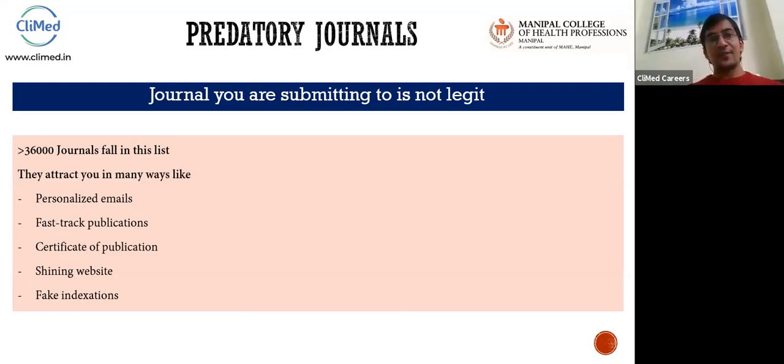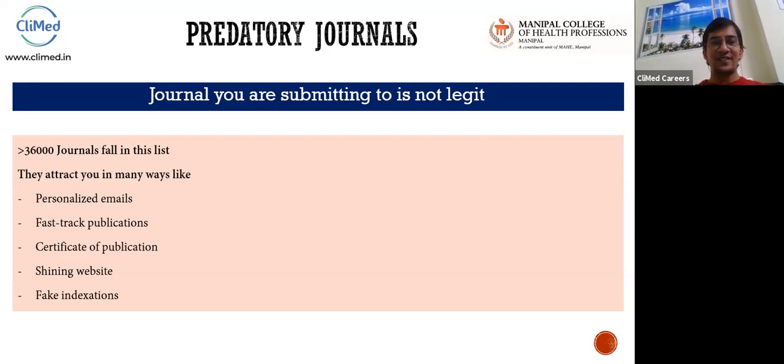Even I did when I was publishing my first or second paper. I thought, okay, a certificate of publication will be something amazing if we get the publication. Guys, come on. What is a certificate of publication? If you are publishing your article, that will be circulated to the whole society. There is no need of any certificate of your publication.